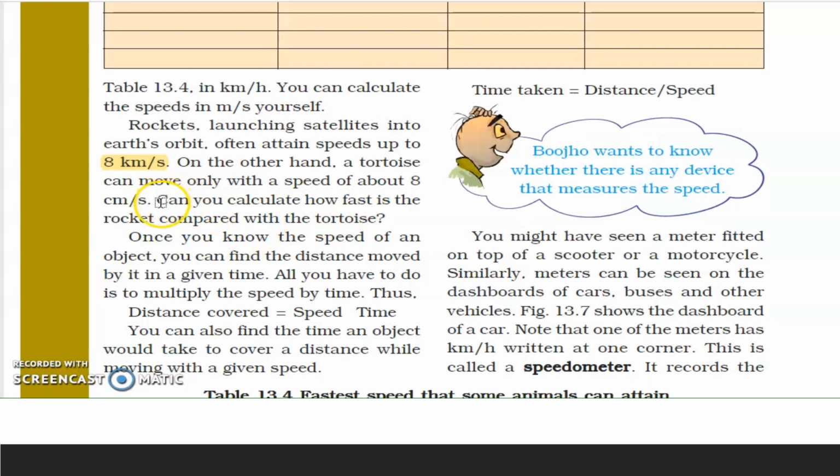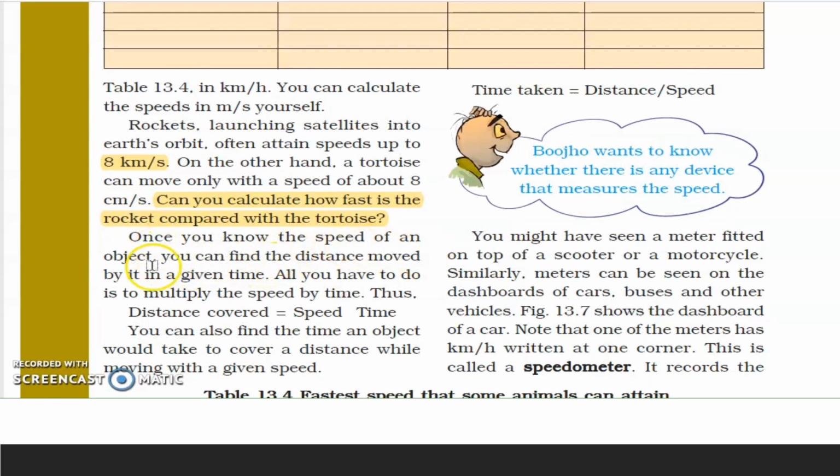If we need to compare the two speeds, we need to convert them into the same unit, right? If one is in kilometers, the other needs to be converted into kilometers. Whenever we do numericals, we will see that we have to convert the units into the same unit, then only we can do the comparison.